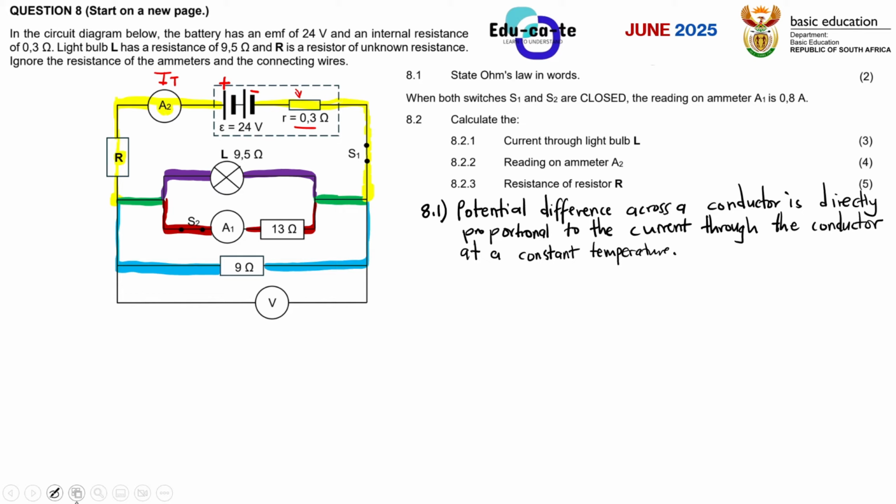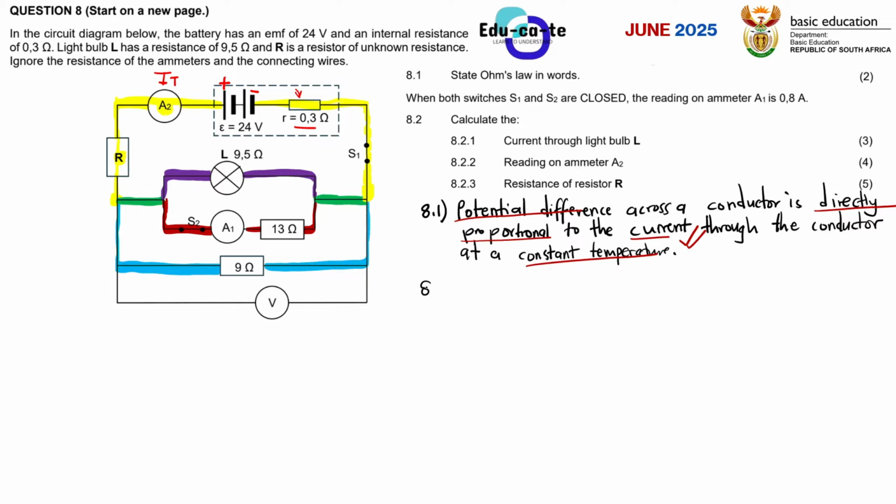Guys, please mind the keywords that we're using here. We have to mention the what? The potential difference. We have to mention the what? We have to mention the current. And we have to mention that they are directly proportional to one another. And this can only happen at a constant temperature. So now let's go to the calculations there.